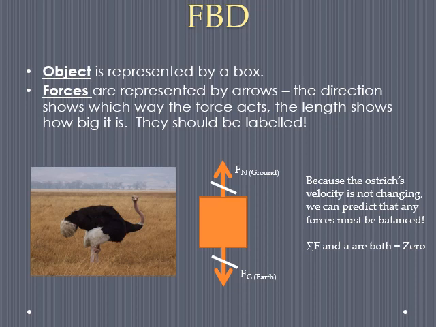Lots of information can be gleaned from this free body diagram, specifically because the ostrich's velocity is not changing, right? We can see that ostrich literally standing there on the ground. We know that our free body diagram is going to have balanced forces, which means that sigma F and a are both going to be equal to 0. No acceleration and no overall sigma force, but we'll come back to that in a slide or two.